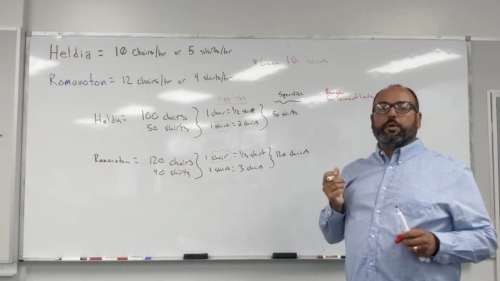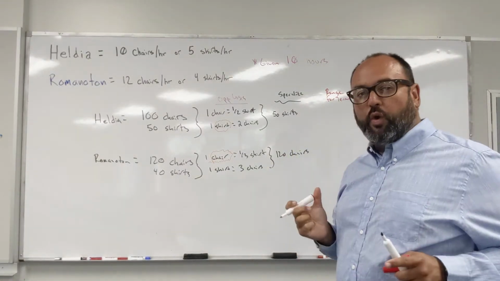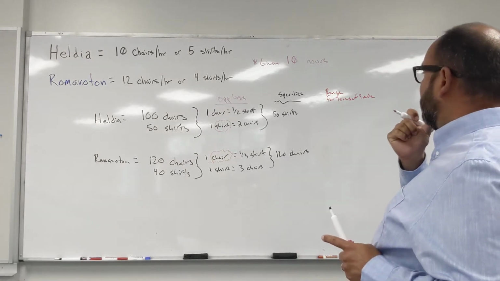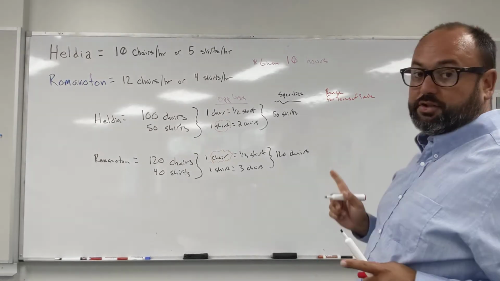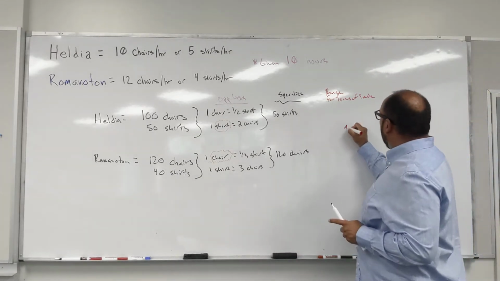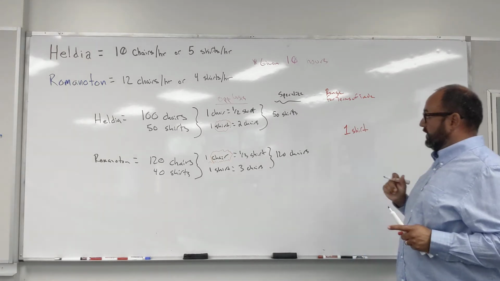My question is, should we price in terms of shirts or chairs? Let me do a little quick look at the board to see. I like shirts, and you're going to find out why in a second. So we're going to find out what one shirt should cost in this exchange.